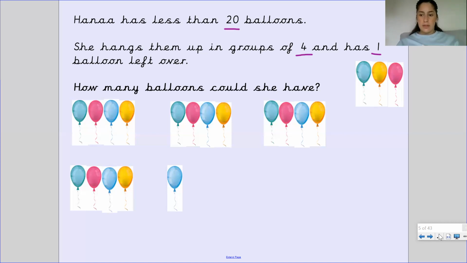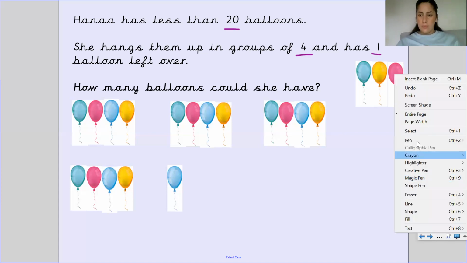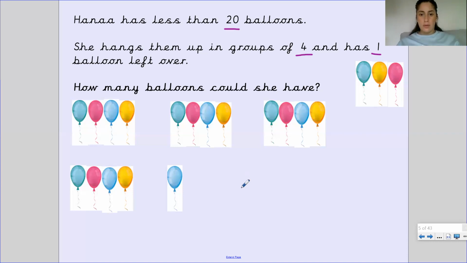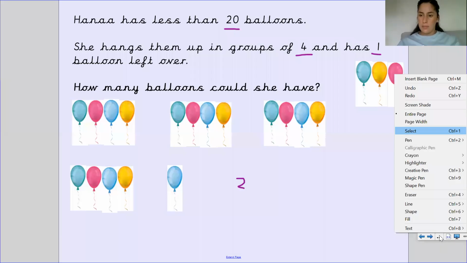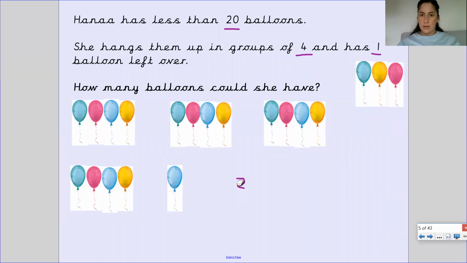So 22 divided by 4, 20. Oh no, sorry, we're not going to represent this with a division number sentence because we don't have 20 balloons. Okay, so this is how you could do it.